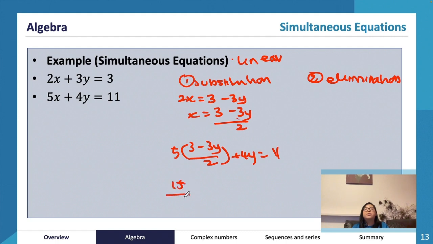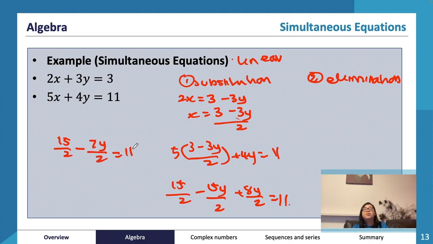So we'll get 15 over 2 minus 15y over 2 plus 8y over 2 will be equal to 11. If we look into that, we'll get 15 over 2 minus 7y over 2 will equal 11, which means that 15 over 2 minus 22 over 2 will equal 7y over 2. So we'll get negative 7, right, will equal 7y. So y will equal negative 1. And then when we substitute that back in, we'll get 3 plus 3, so that's 6, so x will equal 3.